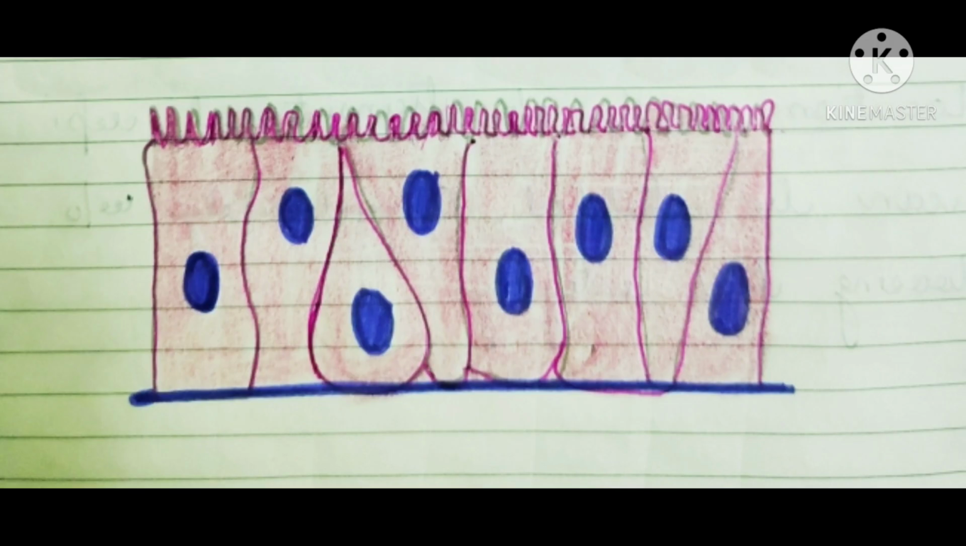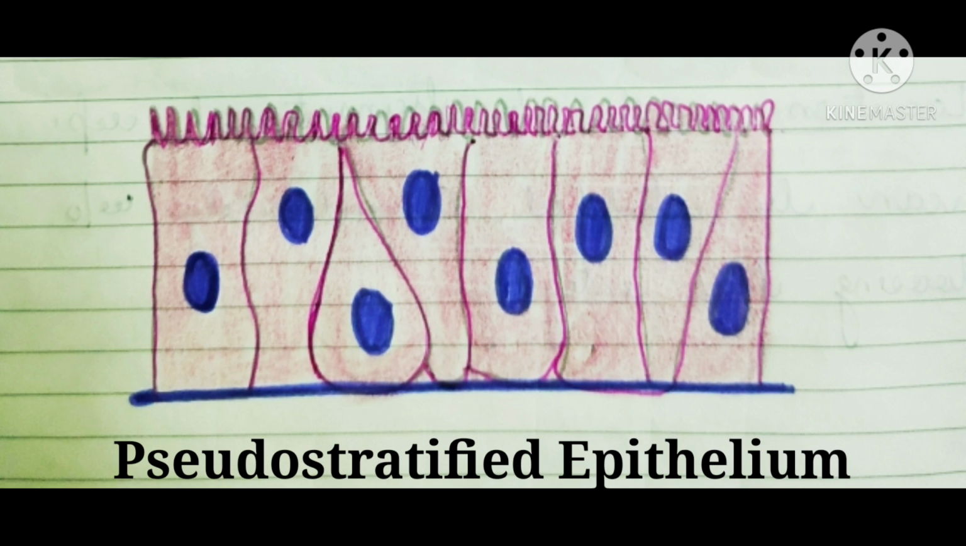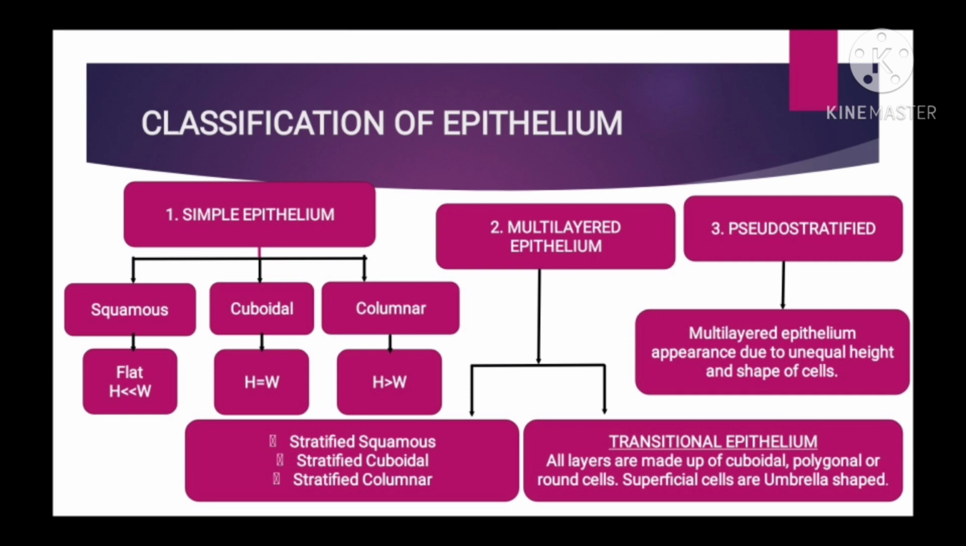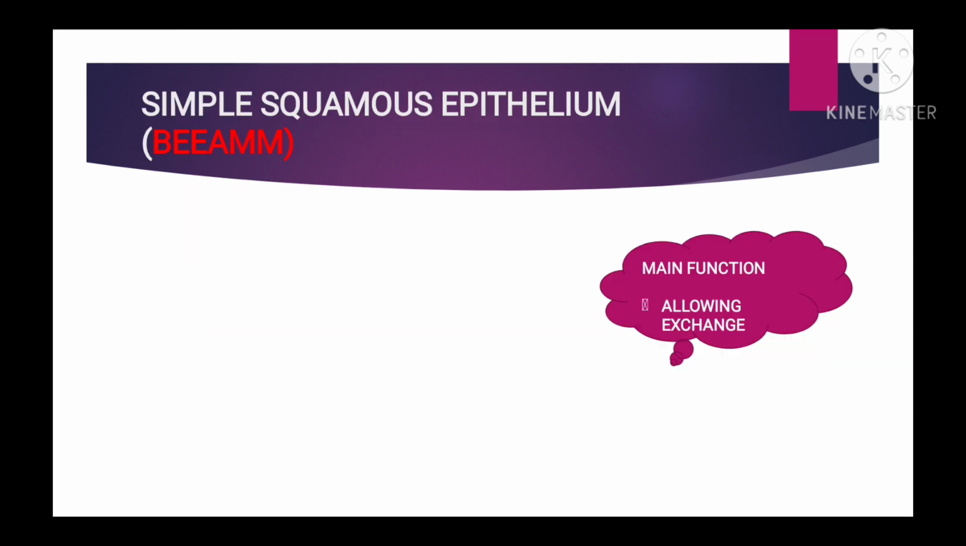and umbrella shaped. This is the schematic representation of pseudostratified epithelium, where we can see the nuclei in each cell are present at different levels. So this was all about the classification of epithelium. Now we will learn the location of each epithelium in an easy way to memorize.